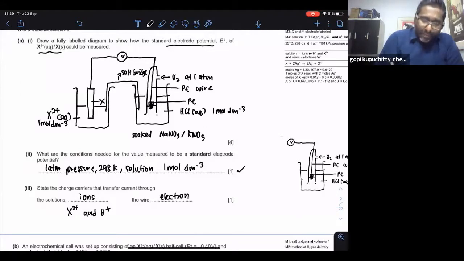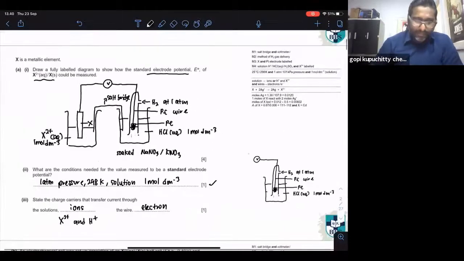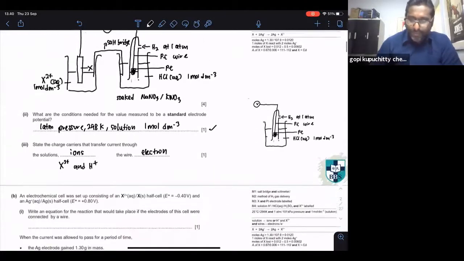The movement of the electrons, they ask, is going to be through the wire. If there is a salt bridge and they ask you what is going to move over there, that is going to be ions moving. And of course, you can check the marking key. The marking key is given over there. You can check whenever you do it on your own.